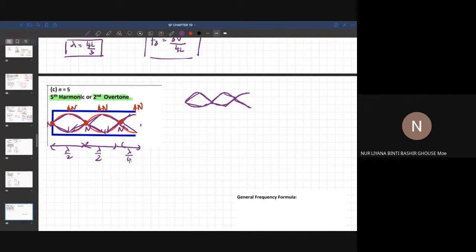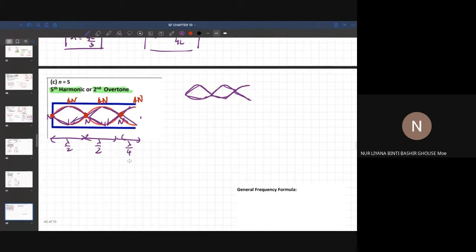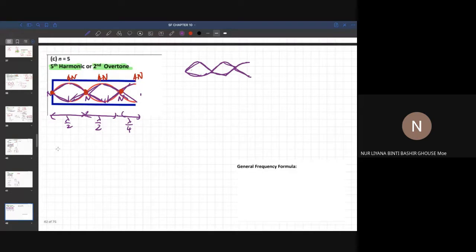Okay. Lepas tu what you do is total length. L adalah total length, kita tambahkan semuanya. So lambda over 2 tambah dengan lambda over 2 tambah dengan lambda over 4. Kita kena tambah sebab kita nak daripada hujung sini sampai ke hujung sini, for the whole tube. So bila you tambahkan, awak tekan je kalkulator 1 over 2 plus 1 over 2 plus 1 over 4, awak akan dapat 5 over 4 lambda. Okay, 5 over 4 lambda.